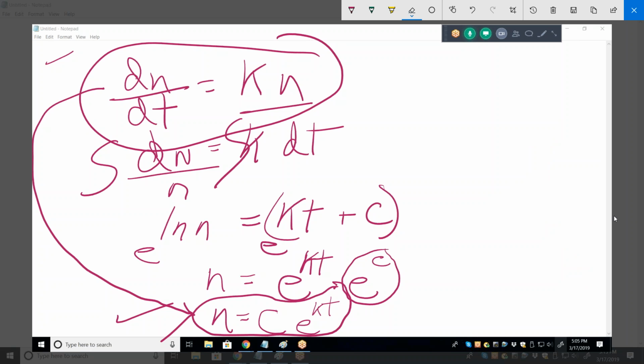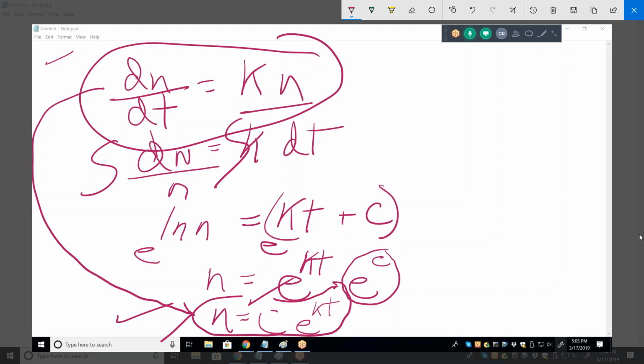All right, so we know this is the equation we're going to be using on all of these problems. And it's just a question of whether k is positive or negative. If it's decreasing, like radioactive decay, k is going to be negative. If it's increasing, like bacterial growth, k is going to be positive.